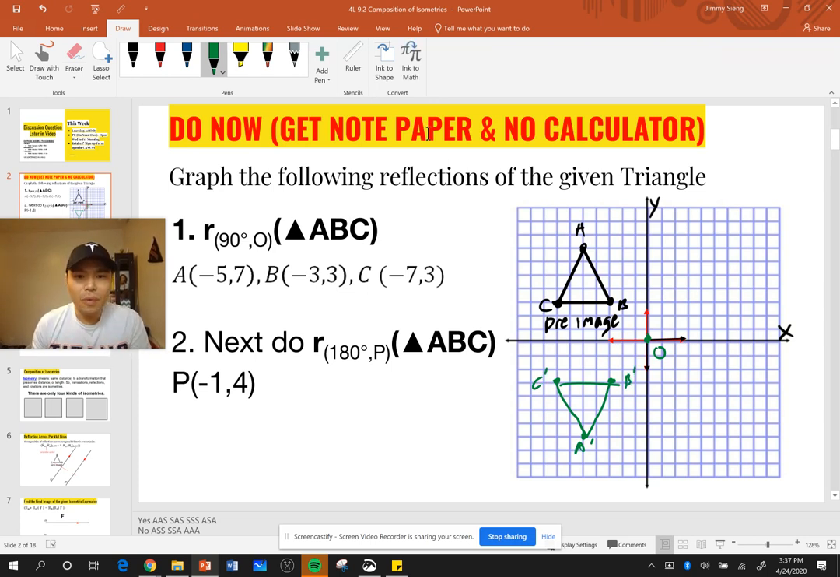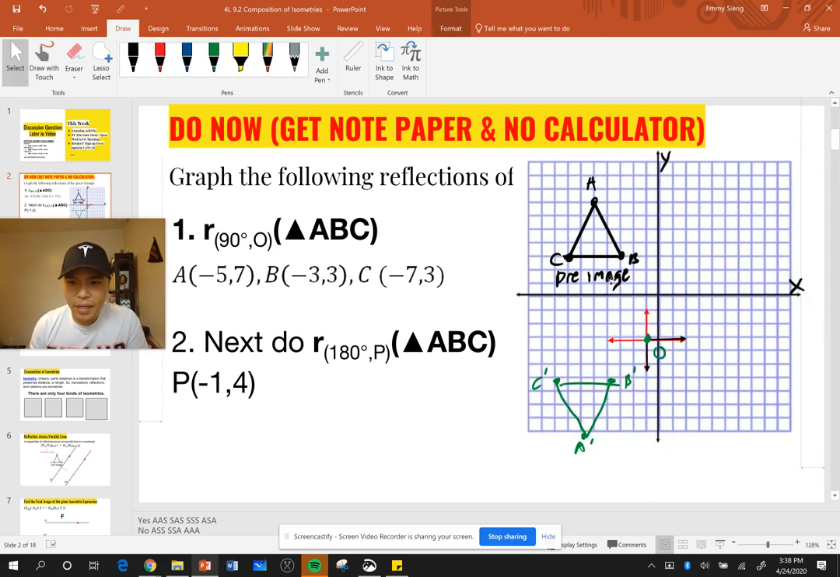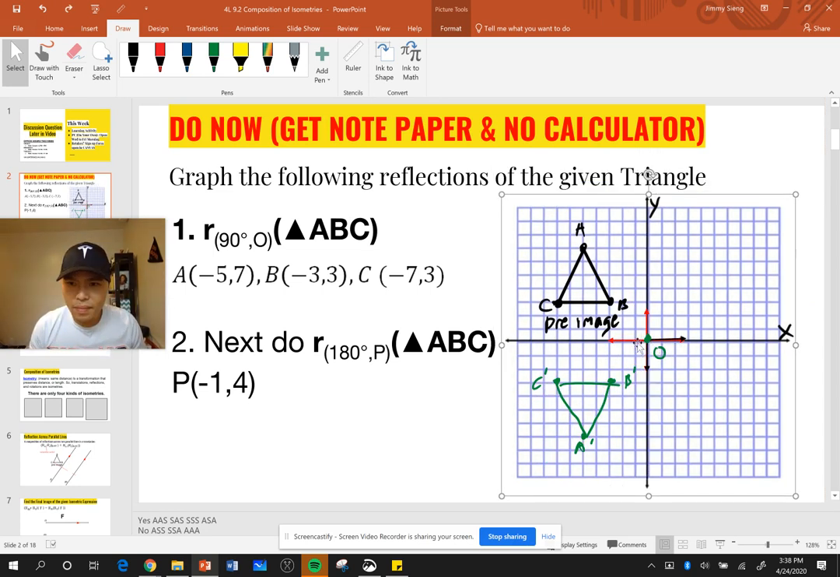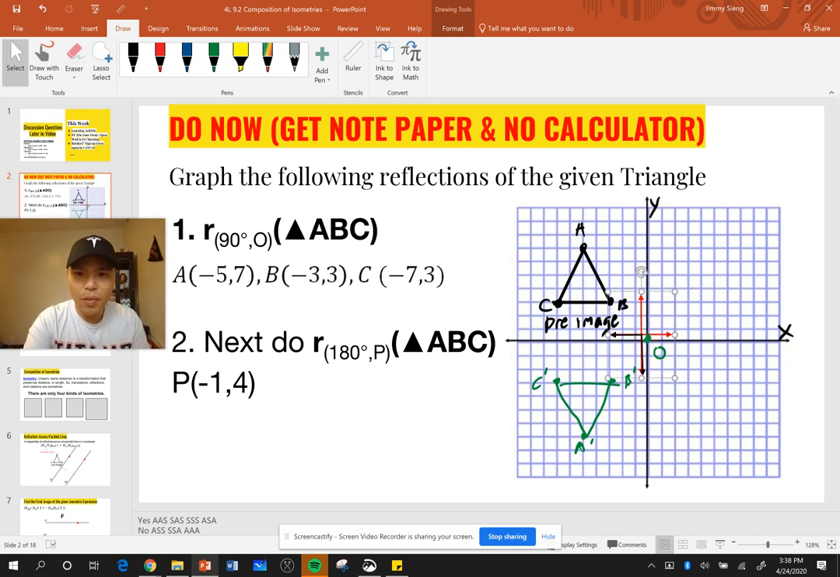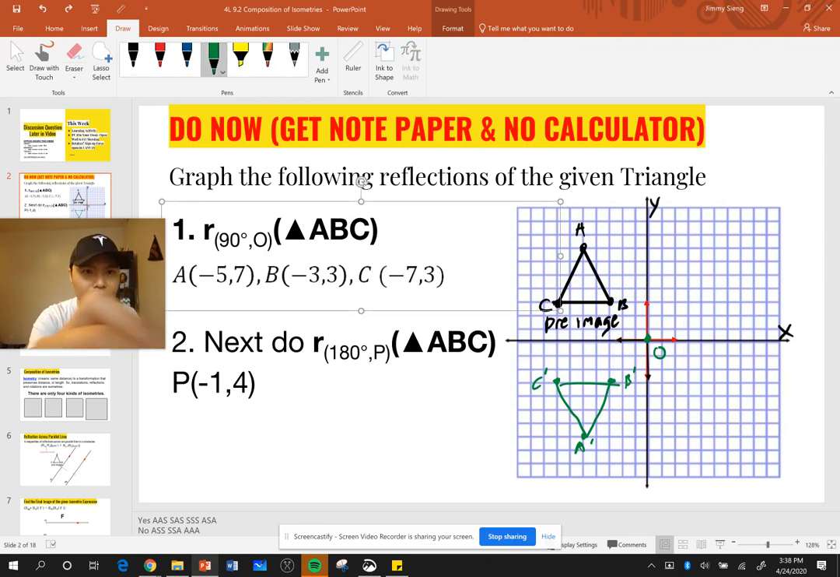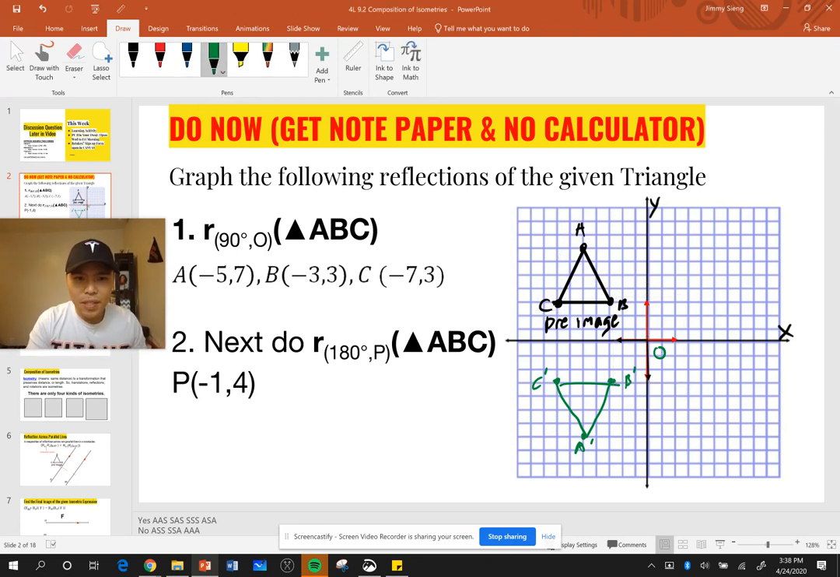Next, I'm going to rotate ABC around another point. I'll do this in red. So I'm going to rotate at another point. It's going to be around point P. So let's go ahead and put point P, figure out where that is. Point P is at -1, 4, which is right over here. This is where P is. So now that is going to be my new point of where I'm going to rotate everything.